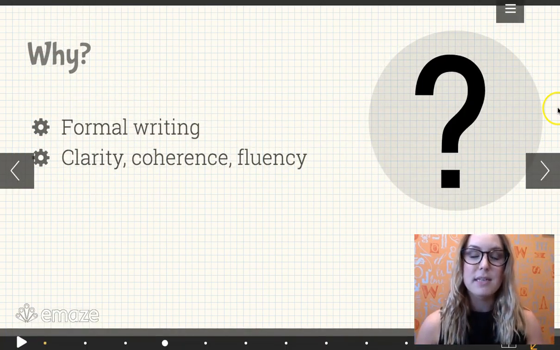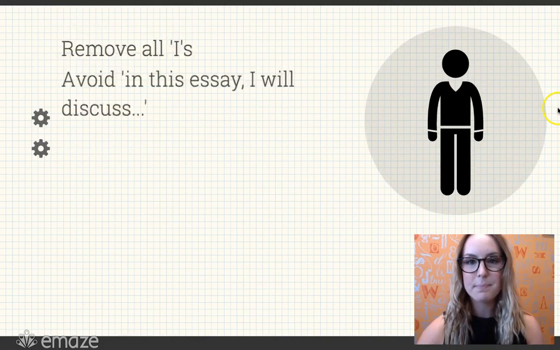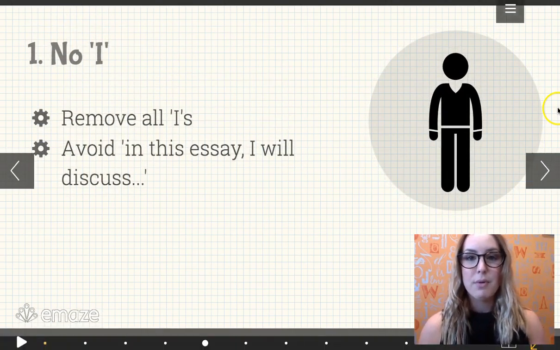So why do we do this? Well, essays are a very formal piece of writing, and it's important that every aspect of your essay is formal, and it always contributes to a grade that I'm sure you're marked on to do with clarity, coherence, fluency, maybe expression. When you're writing, you're always going to be marked on something like this. So I'll go through some rules.